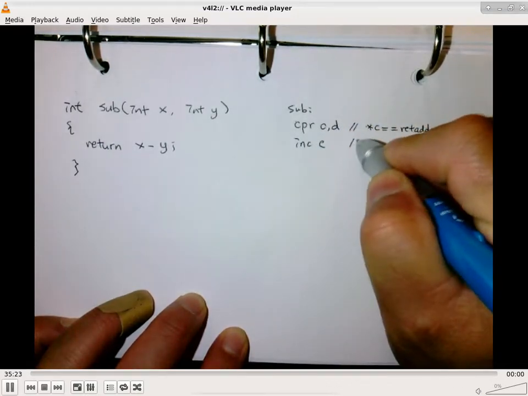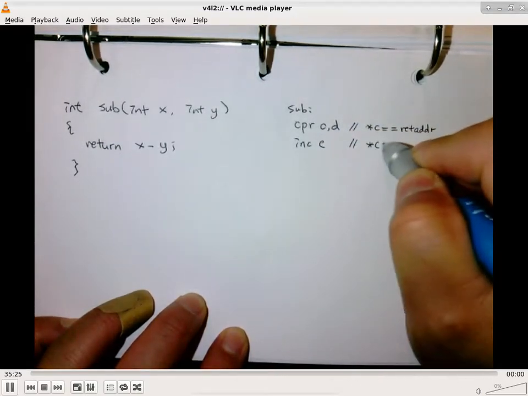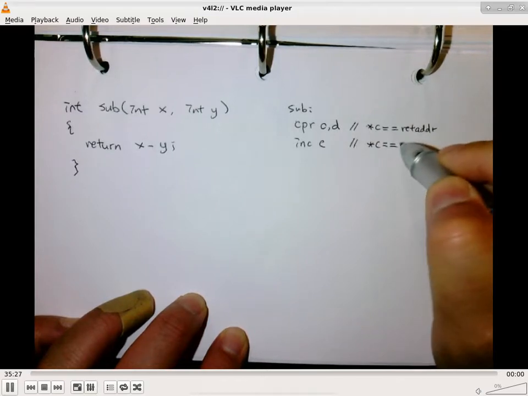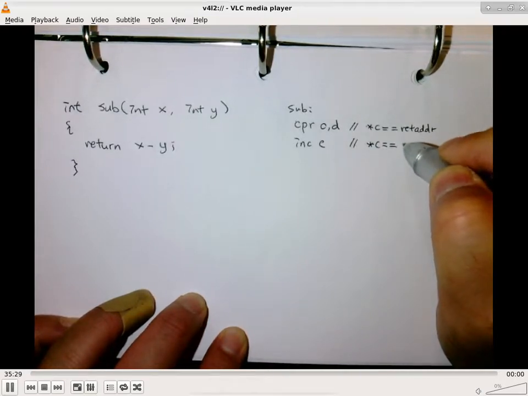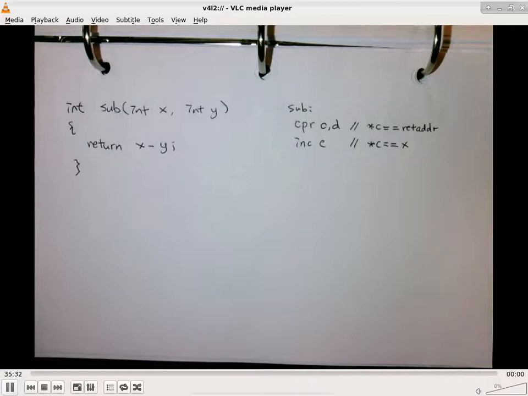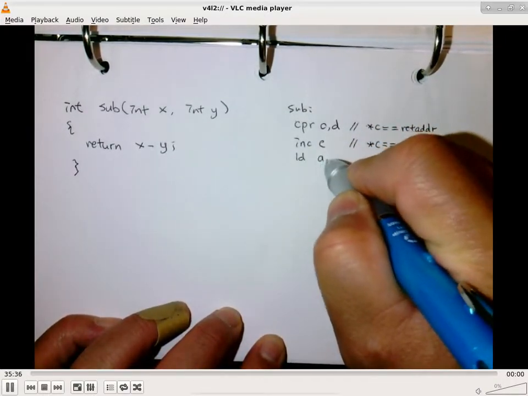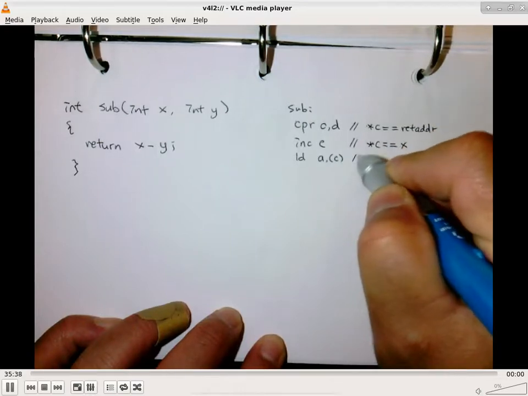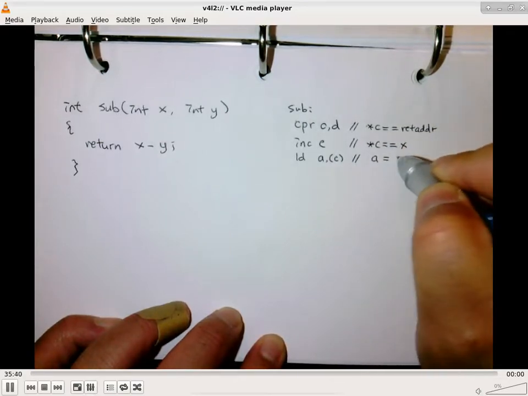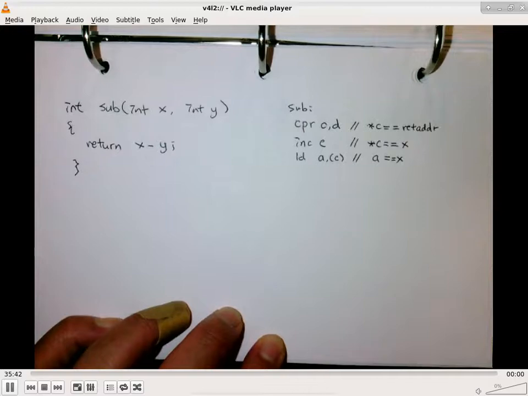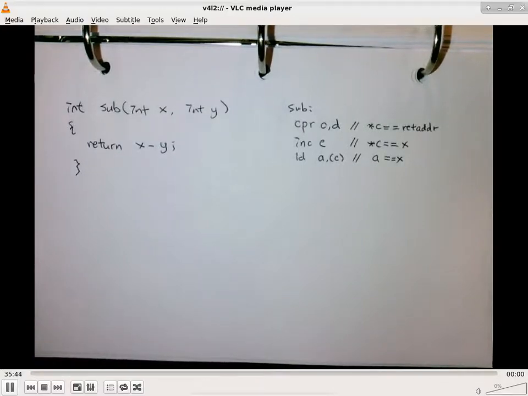When I increment the C, then C is no longer pointing to the return address. Now it is pointing to X. That's one of the things that I need. Cool. Let's do a load instruction here. Put it into register A. So now A is X. A is parameter X. Is that okay?